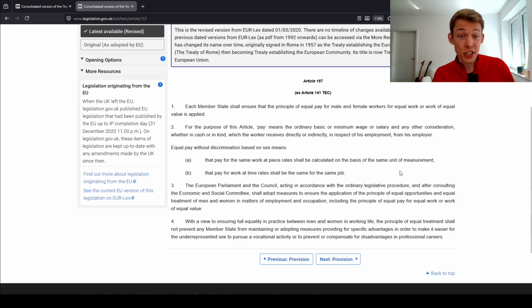And the ECJ has said this is clear and precise. So the legal requirement that follows from this provision is that men and women are paid equally. And this is something that is so clear, the legal consequence is so precise, that we can directly apply this in front of a national court.